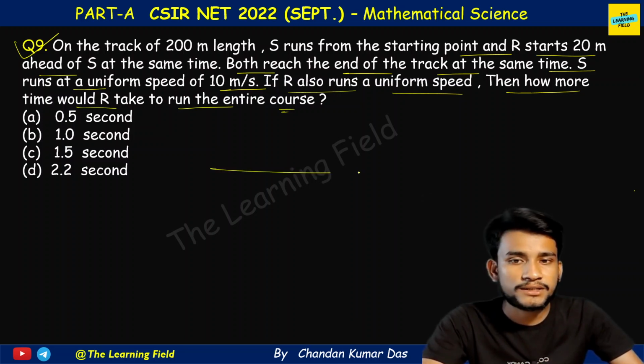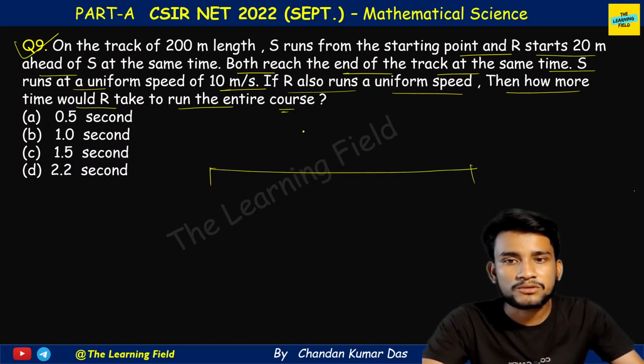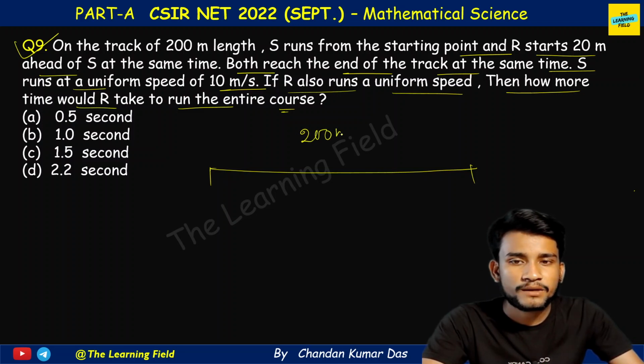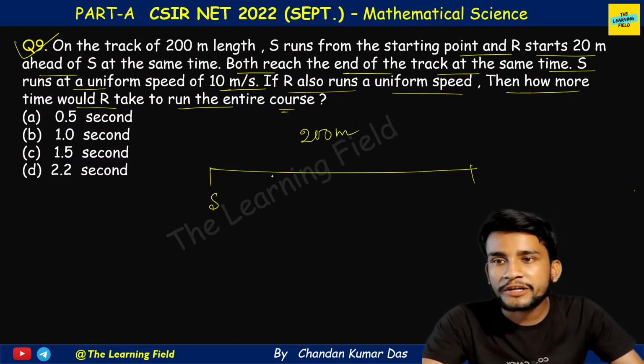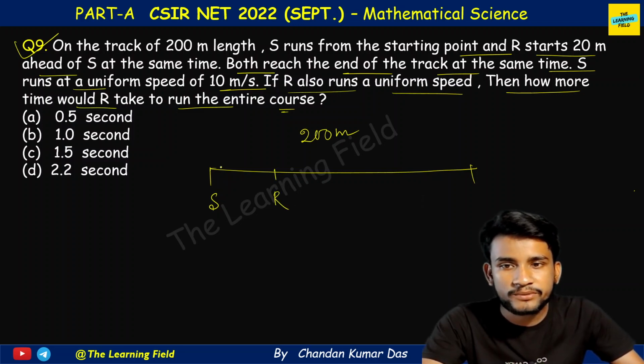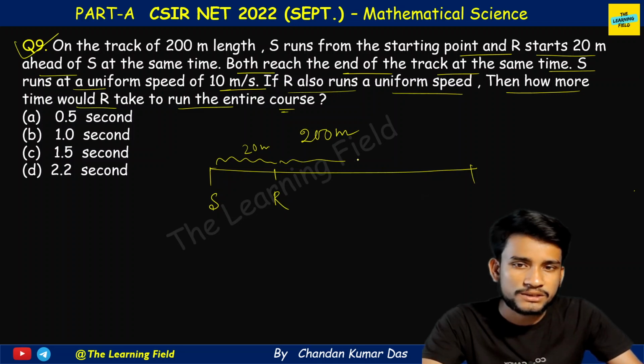Okay, so there is a distance which is completely 200 meters, and S starts from here and R starts 20 meters ahead of S. So R starts from here, this distance is 20 meters. Therefore this distance is 180 meters.